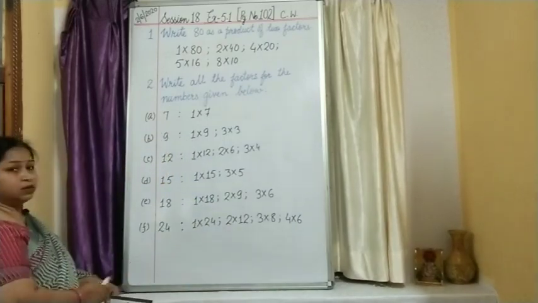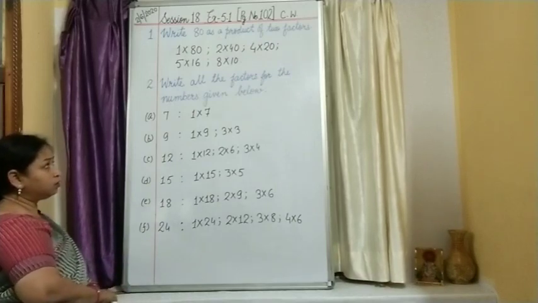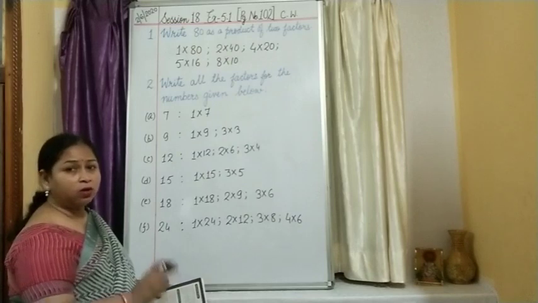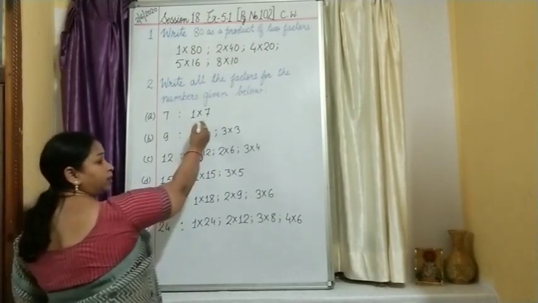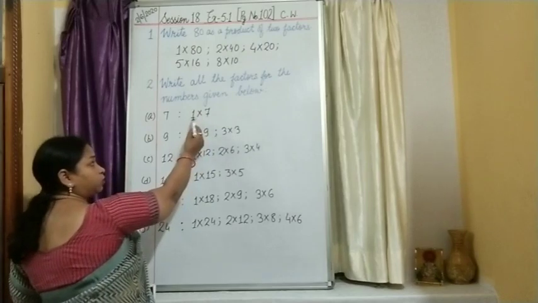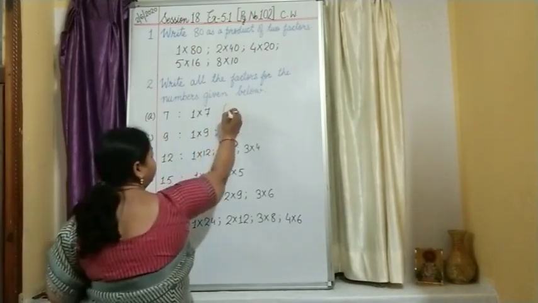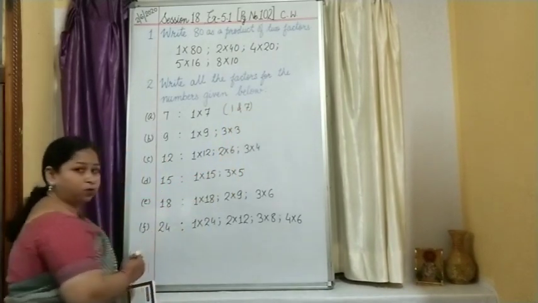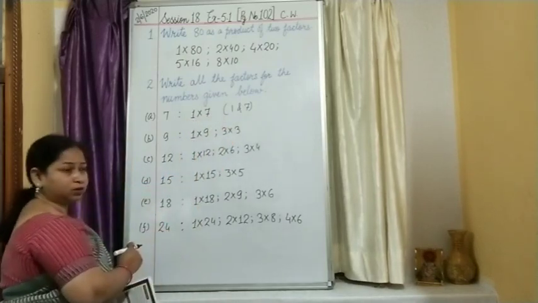Here you can see we have 7. When you have this 7, what are the possible factors, children? 1 and 7 only. So what are the factors? 1 multiplied by 7, so the product of these two will give you 7. You can write the factors as 1 and 7. You have to show this.